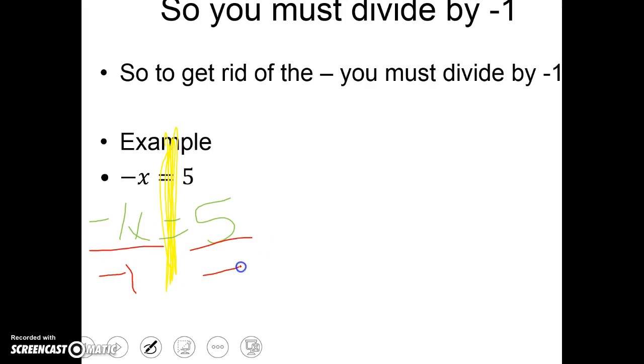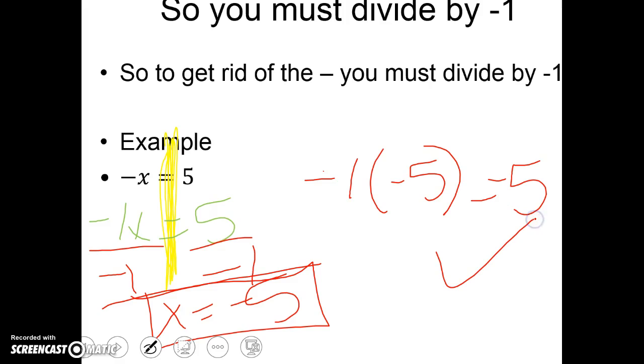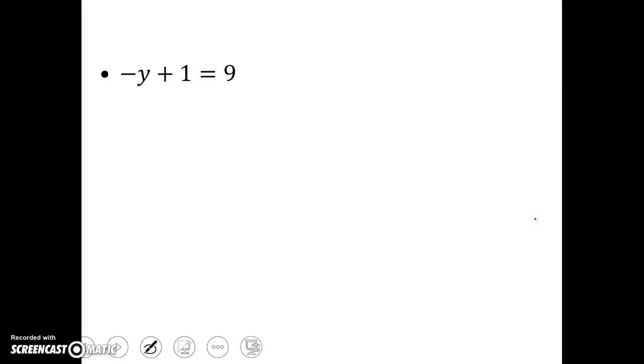Divide by -1, divide by -1. And so you're left with x equals -5. Okay, that's your answer. Okay, because when we check it, that's -1 times -5. That equals a positive. Negative times a negative is a positive. Yes, that's correct.